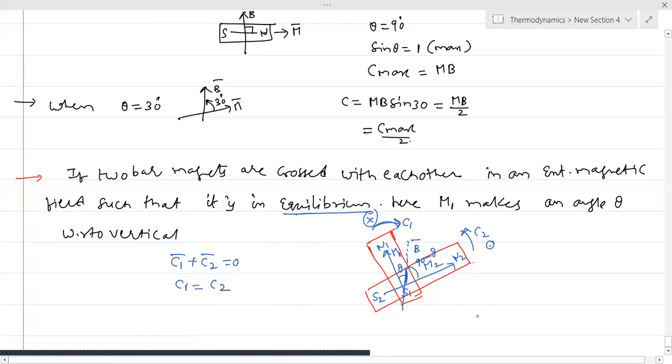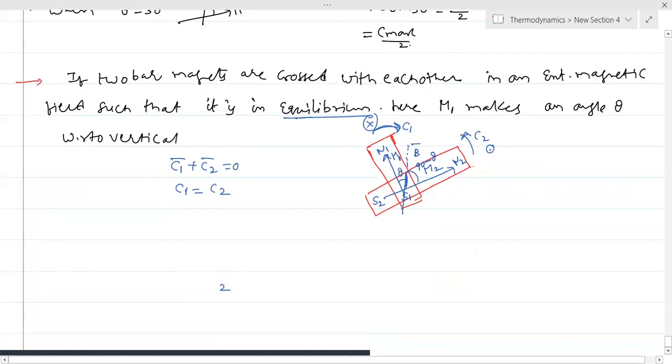So C1 minus C2 equal to 0, or we are just focusing on the magnitude. C is equivalent to M1B into sin theta, which is equivalent to M2B into sin of the angle between M2 and B, which is 90 minus theta. So by substituting here, finally we get tan theta equivalent to M2 by M1.